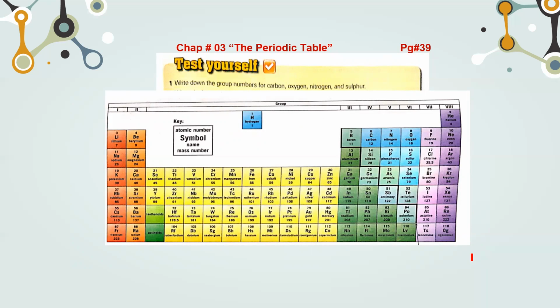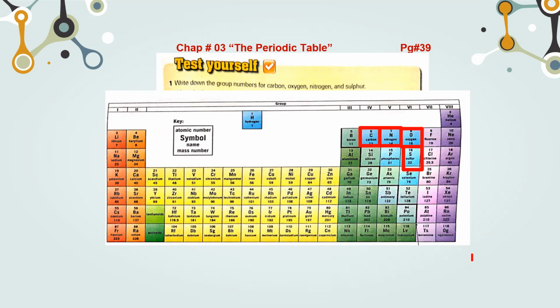The first question is: write down the group numbers for carbon, oxygen, nitrogen, and sulfur. They were talking about, I have to highlight those elements in the periodic table first for you. You can clearly see carbon, nitrogen, oxygen, and sulfur. So who will tell me which group carbon belongs to?